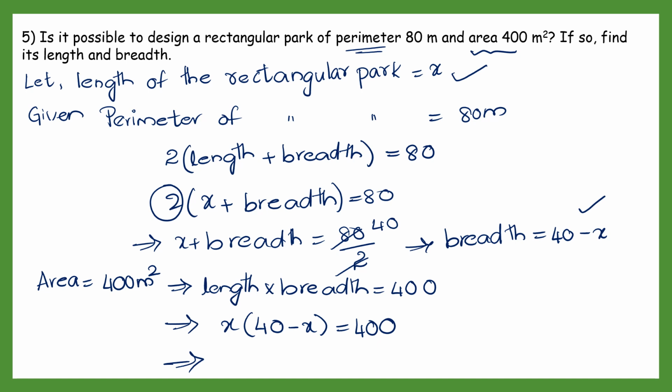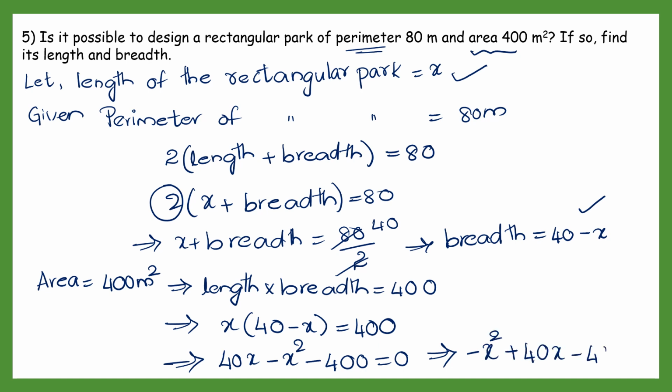So let's simplify. x into 40 is 40x plus x into minus x, square. This 400, if it comes to the left side of the equation, it will become minus 400. This is equal to 0. Let's write in the order of powers of variables. You get the equation minus x square plus 40x minus 400 is equal to 0. We got a quadratic equation here.